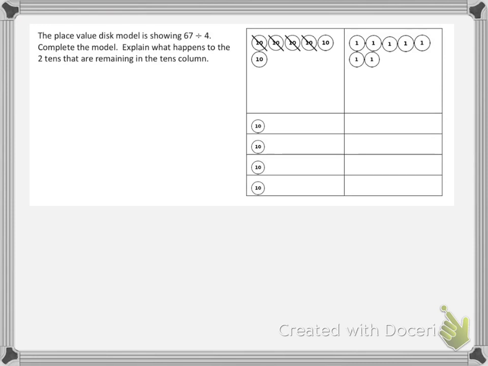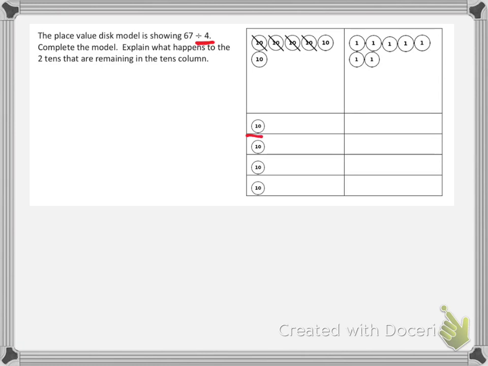Okay, in our last problem tonight, it says the place value disk model is showing 67 divided by 4. Complete the model. Explain what happens to the 2 10s that are remaining in the tens column. So if you see over here, they already got rid of 4 10s because we split it up into 4 equal groups because that's what we're dividing by, 4.